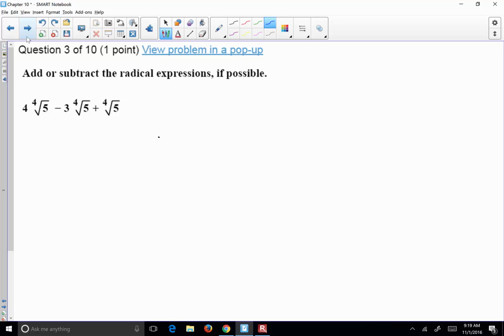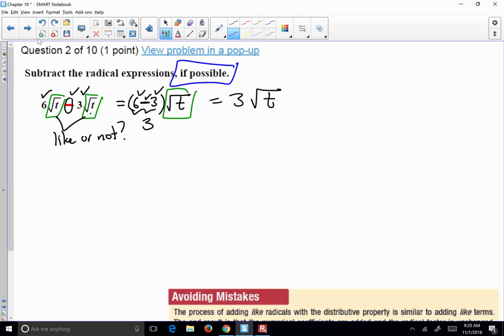Number 3 is different than number 2 in the sense that the indexes are higher. This is a 4th root. Not only that, we also have 3 terms added and subtracted here. 1, 2, 3. In the previous question, you had only 2.